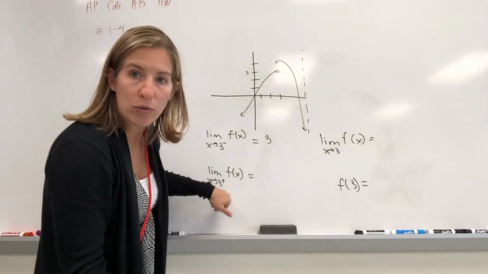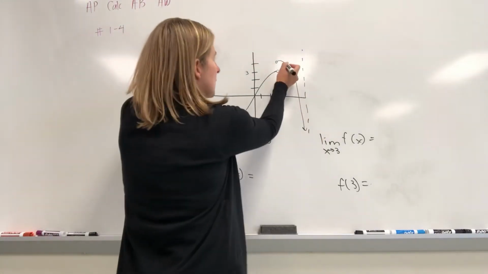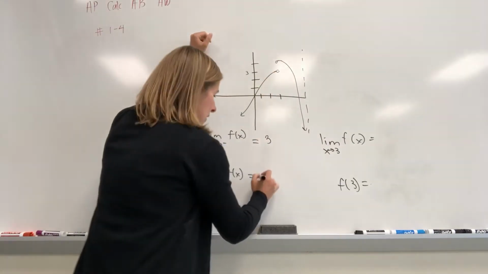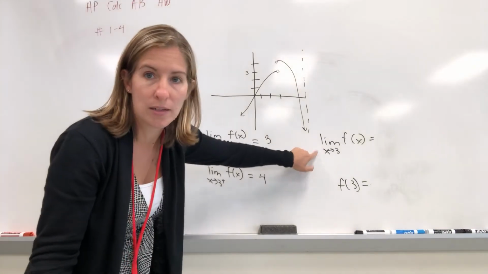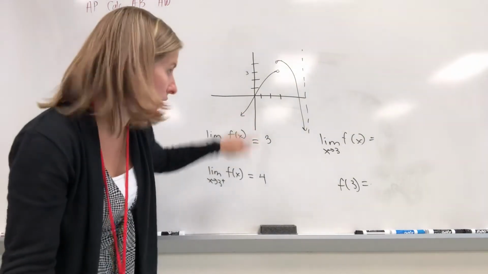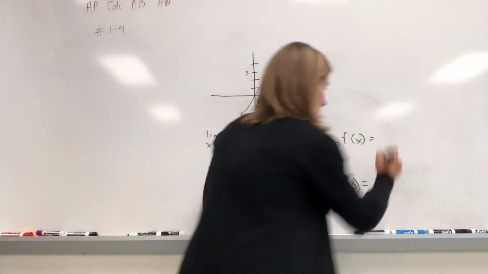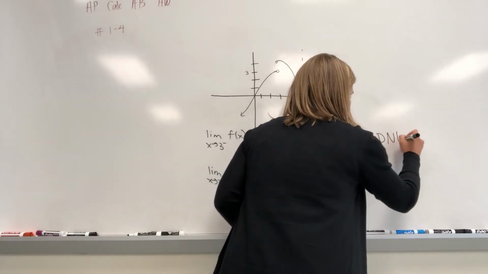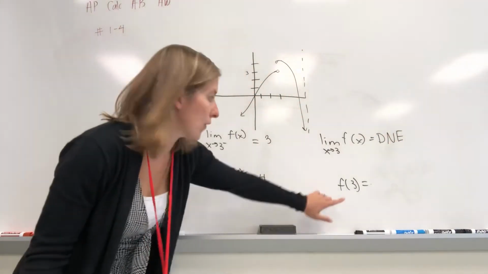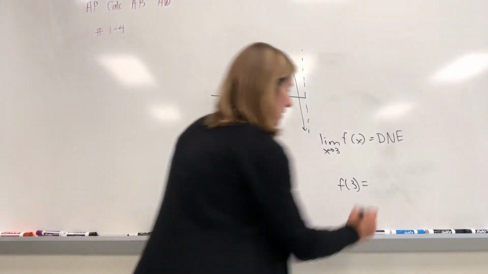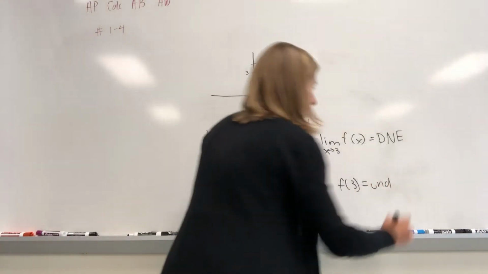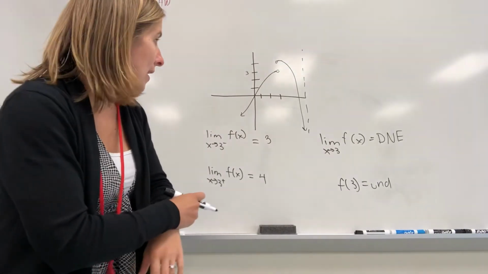But now if we approach 3 from the right, we're looking at this piece of the graph, and that's 4. Now, because the limit as x approaches 3 is different from the left and the right, you need to write does not exist. But f of 3, it's still undefined there. There's no y value there, so this is still undefined. I hope that makes sense.